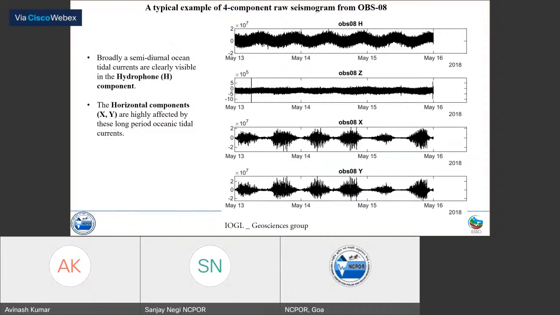Also the horizontal components, if you see, these are also the tidal effects which can be observed in the horizontal components. This is one horizontal component which is considered to be just like the land data. One of the components could be north-south, but these are not actually aligned. So we have to further align these horizontal components into the right directions, north-south and east-west.